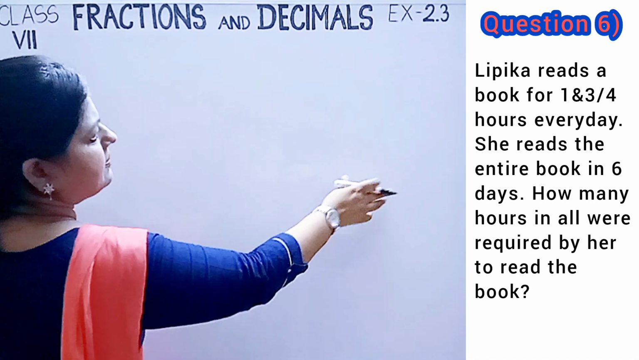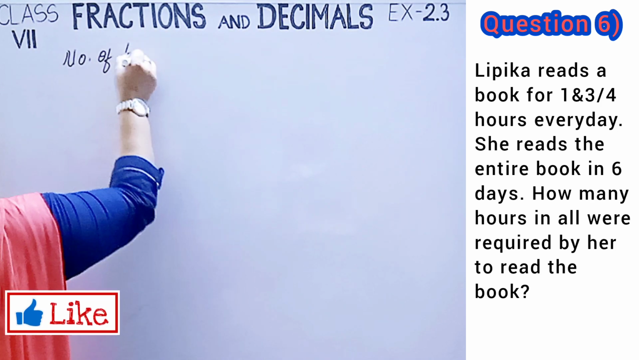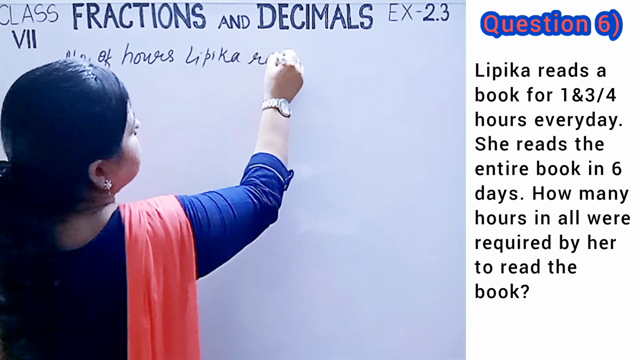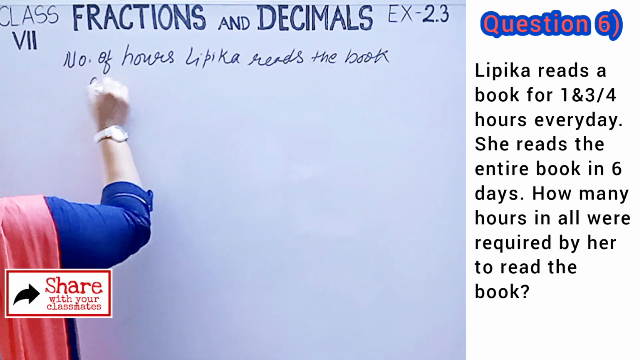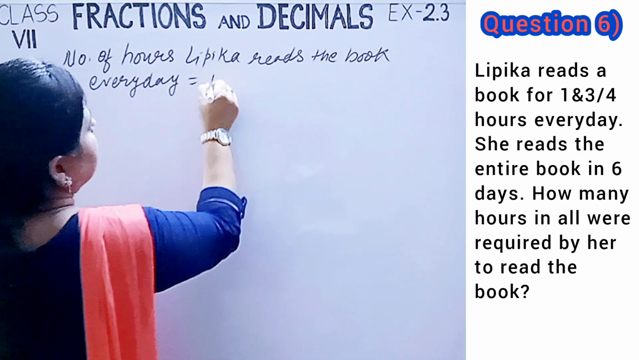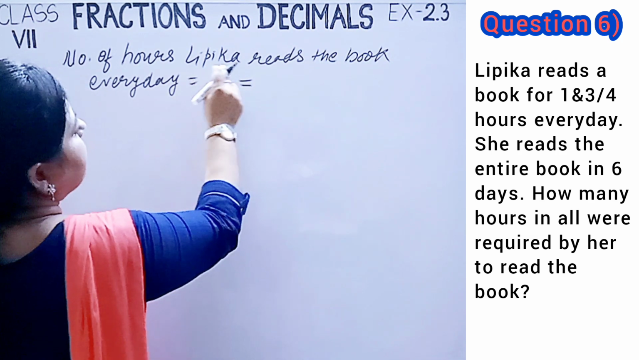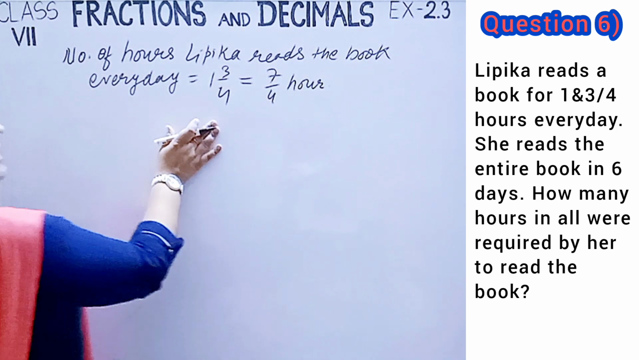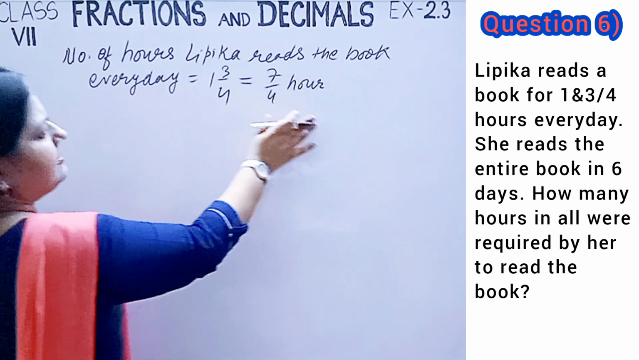So the number of hours Lipika reads the book every day is 1 and 3/4. This is a mixed fraction. So here 4 1s are 4, 4 and 3 is 7, 7/4 hour. It means she takes 7/4 hour to read the book on a daily basis.